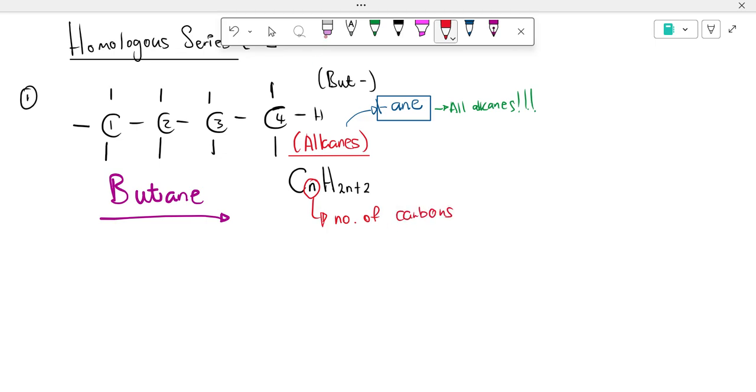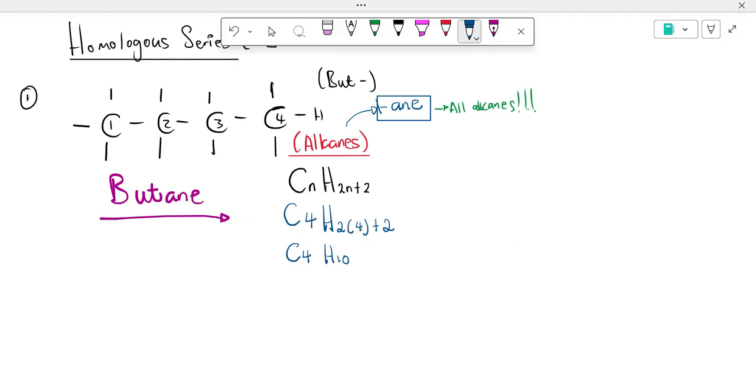Once you've identified the value of n for C, you can take that same value and get the number of hydrogens. So let's try it in this example. How many carbons do I have here? Four. So that's C4. Then H2(4), remember I'm substituting into 2n plus 2. So the final molecular formula must be C4H10. Very important.